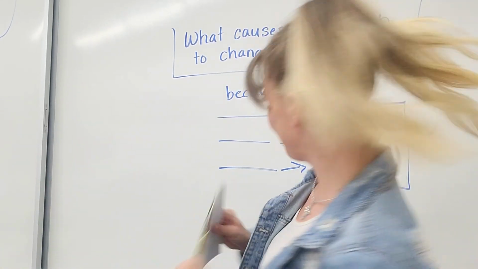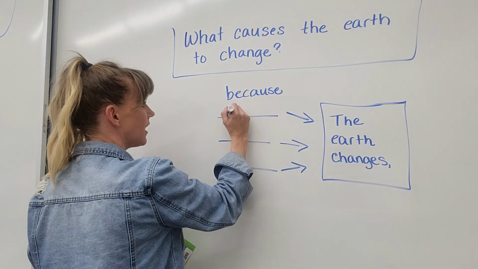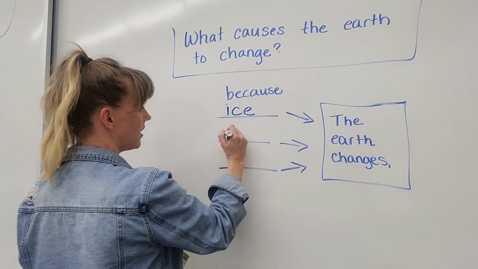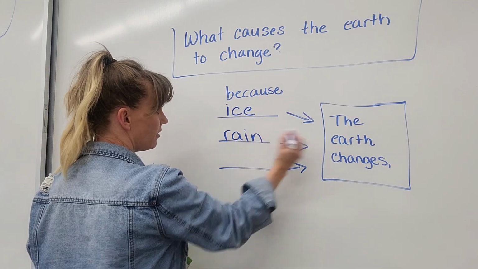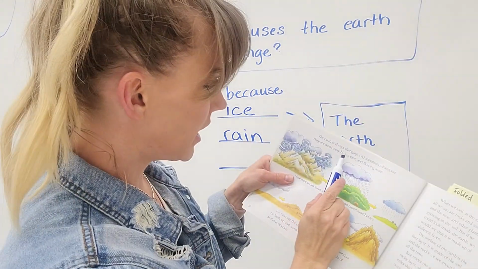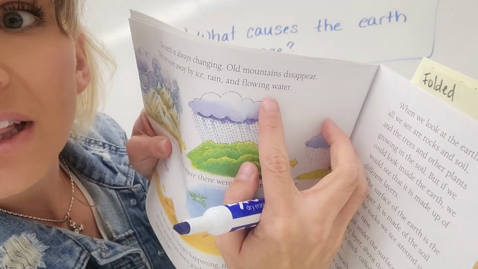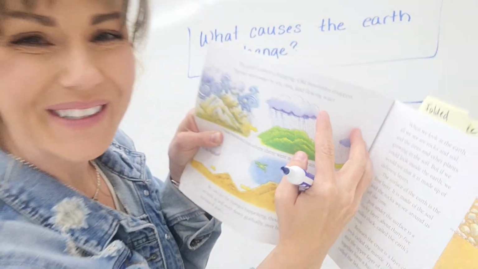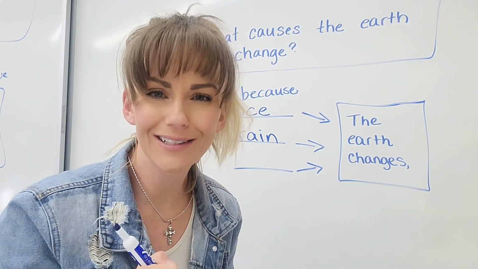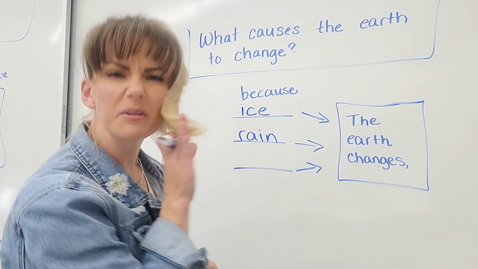Let's add that to our map. So, the Earth changes because of ice. The Earth changes because of rain. The Earth changes because, I forgot, let's look back in. So I got ice, I got rain. Oh, what was the last one? It was flowing water. It's always a good idea to look back in the book if you forgot something you learned. So let's write flowing water now. You know what? I'm just gonna write water.